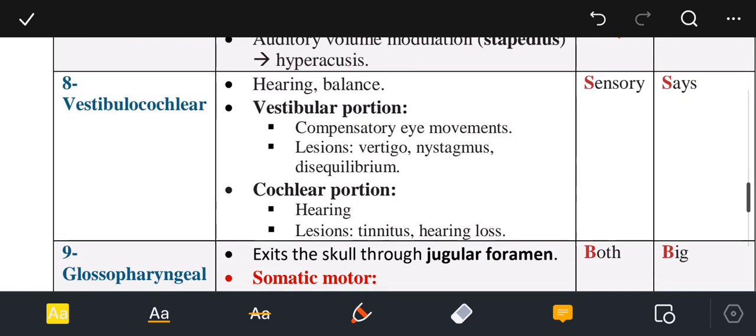Cranial nerve 8, that is the vestibulocochlear nerve, is purely sensory. It is responsible for hearing and balance. The vestibular portion mediates the compensatory eye movements. Lesions will result in vertigo, nystagmus and disequilibrium. The cochlear portion mediates hearing, and lesions will result in tinnitus and hearing loss.